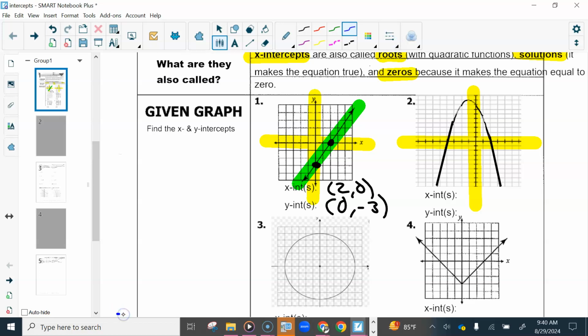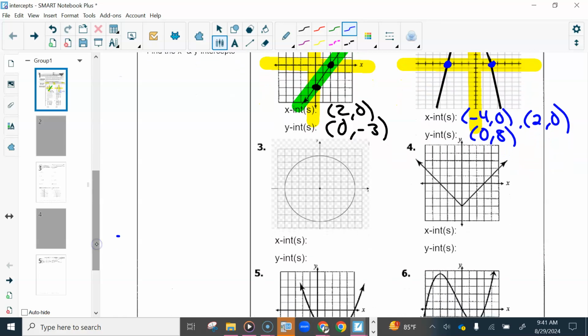X-intercept of number 2. Where does it cross? There might be more than one. Negative 4 is one of them, and positive 2, so you would write both of those, (-4, 0) and (2, 0). Y-intercepts? Mm-hmm. How would I write that? (0, 8). X and Y intercept of number 3. I'm not going to outline the x and y axis, but if you need to do that, continue to do that.